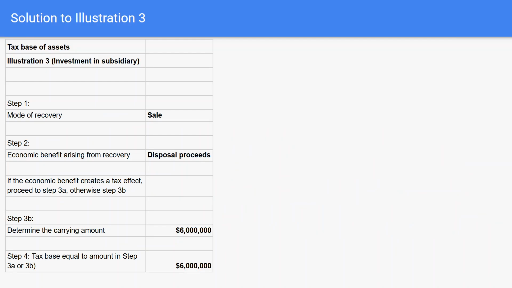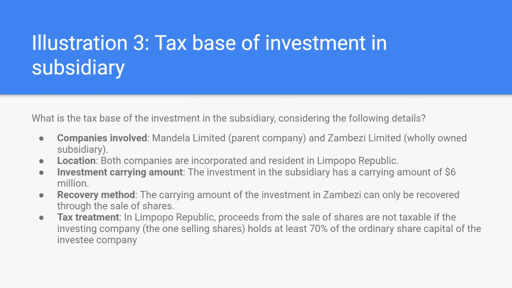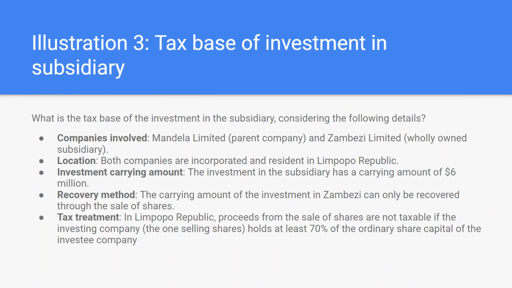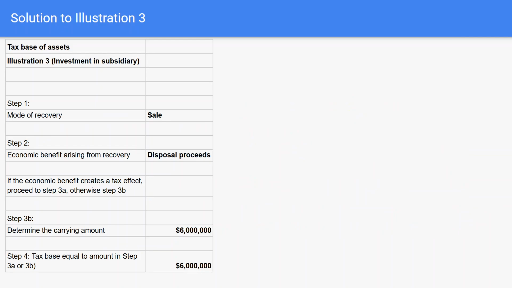So step 1, what's the mode of recovery? Pretty clear from the question. If you look at the fourth bullet point, it's obvious that the mode of recovery is through sale, because it says the investment can only be recovered through the sale of shares. Number 2 is, what's the economic benefit that will crystallize? When you say you recover through sale of shares, it means once you sell it, you get something, and that's the proceeds from selling the shares. So that's the economic benefit that you get.